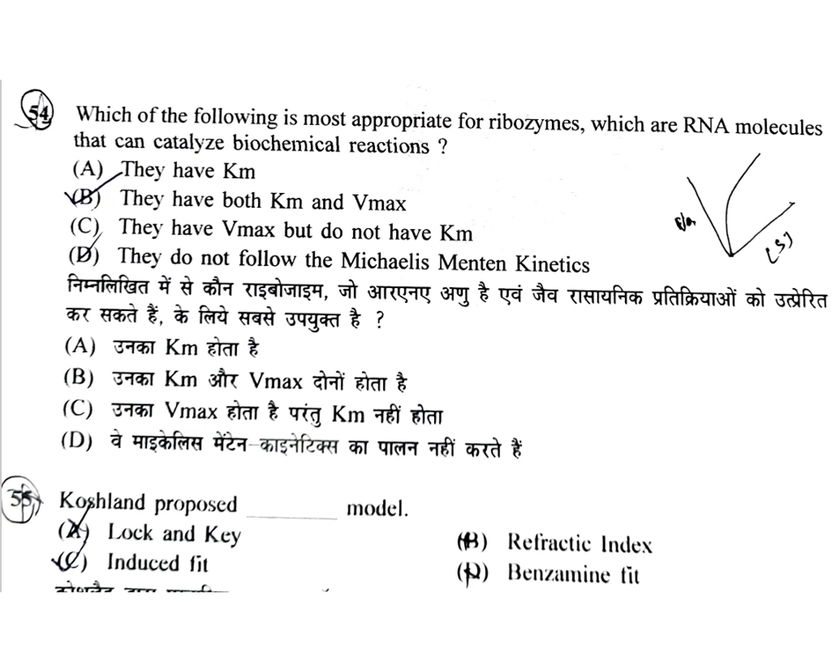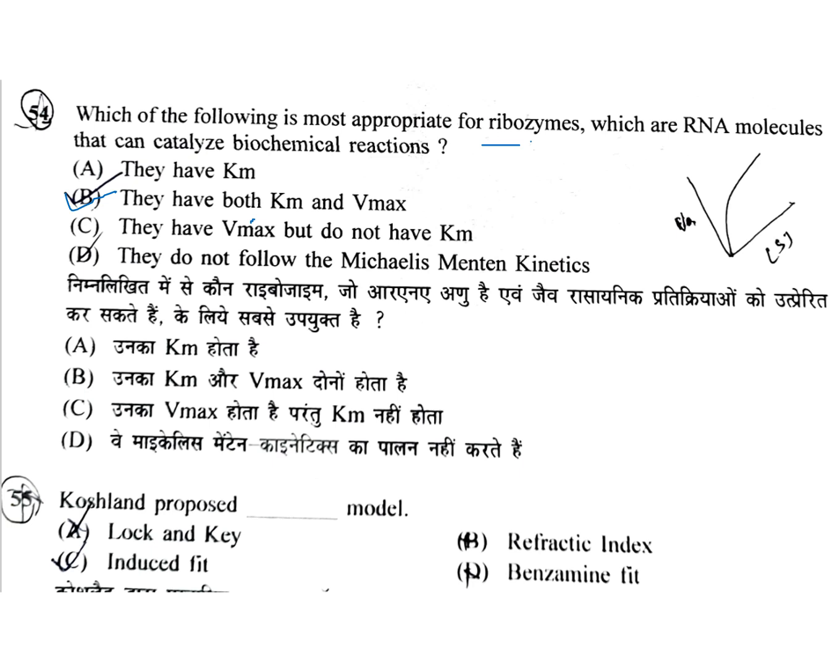Which of the following is most appropriate for ribozymes, which are RNA molecules that can catalyze biochemical reactions? So ribozymes are RNA molecules which have catalytic activity. So we have to find which among these following statements is the most suitable for them. They have KM and Vmax both. They have Vmax but do not have KM. They do not follow Michaelis-Menten kinetics. So among these, the most appropriate statement is: they have KM as well as Vmax.